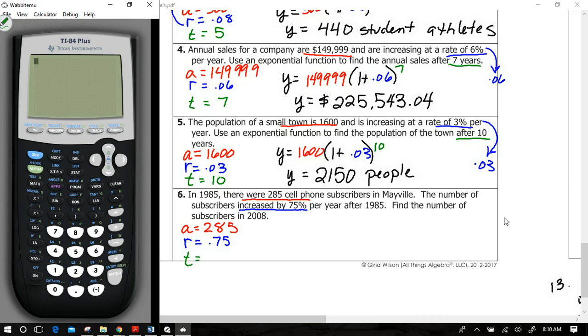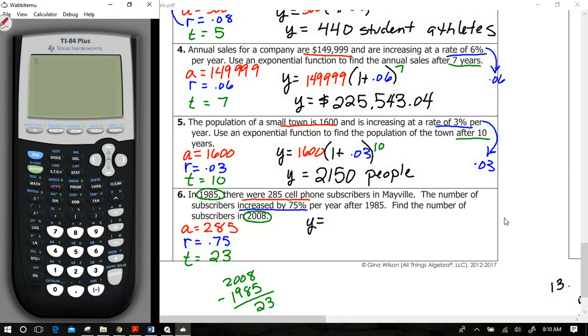So they didn't give me the number of years that I need to put in here. So here's what I need to do to find the number of years. I need to do 2008 subtract 1985. And when I do that, I get 23. So 23 years will have passed. So that's going to be my time. And that's the only thing that made this problem a little different. So from 1985 to 2008, how many years have passed? And now I can plug all of this into my equation.